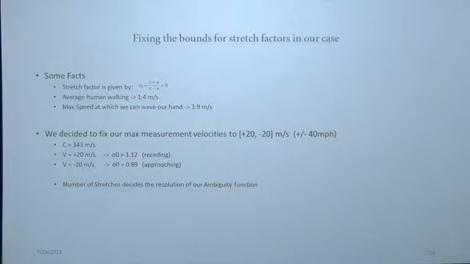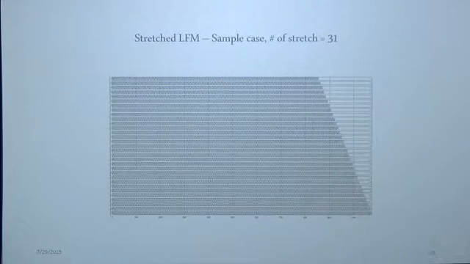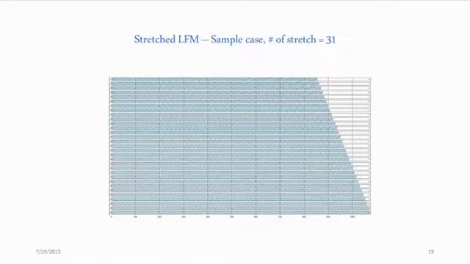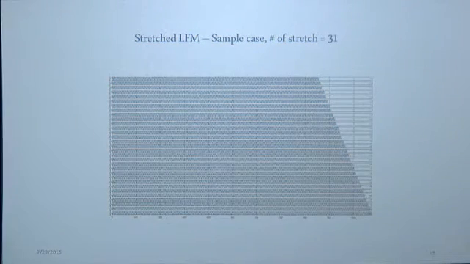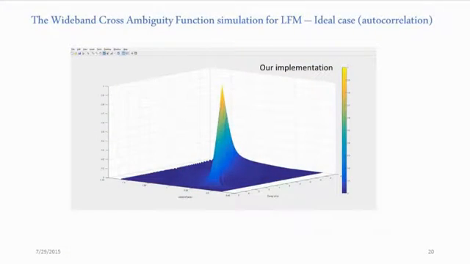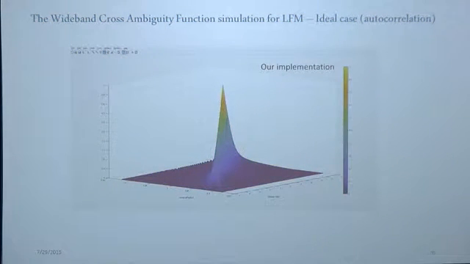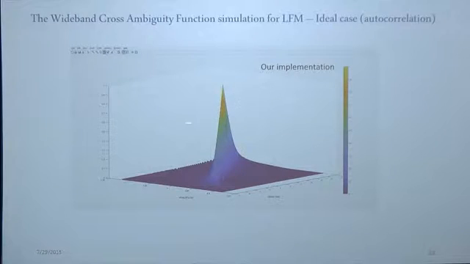That is about 40 miles per hour, and directly deriving from that formula we get the stretch factors. The number of stretches decides the resolution of the ambiguity function that you saw. For example, for about 31 stretch factors, this is an illustration of the stretched LFM. You can see that across 31 stretches it is stretched in time. Implementing the ambiguity function and testing it for LFM for the ideal case, that is 0 Doppler shift and 0 delay, this was the response that we got, and as you can see it's pretty high resolution in the stretch factor domain.